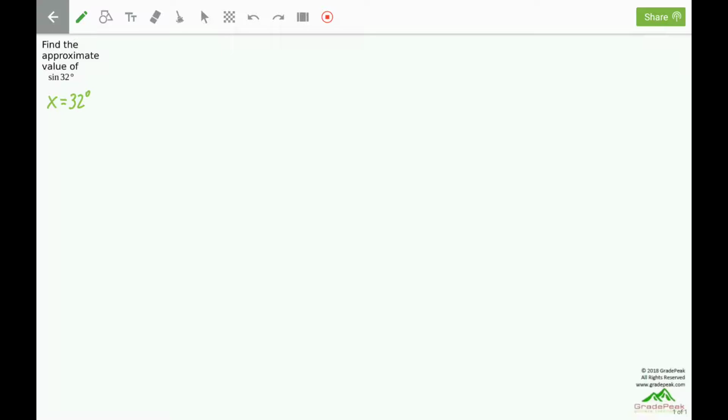The second thing to do is to identify the function that is operating on the x value and call it f of x. Since it's sine of 32 and x is 32, f of x is sine of x.